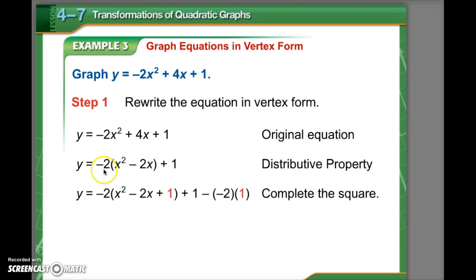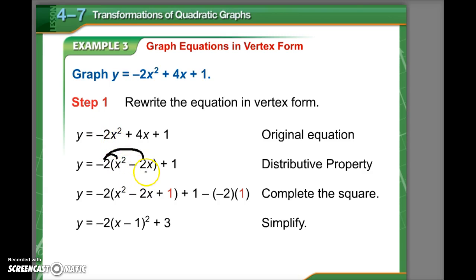And like we did before, we're going to notice that the first two terms each have a factor of negative 2 and factor that negative 2 out. Notice when we do that, that this plus 4x, the positive sign, becomes a negative sign because negative 2 times negative 2 gives us the positive 4, and negative 2 times x squared gives us the negative 2x squared.